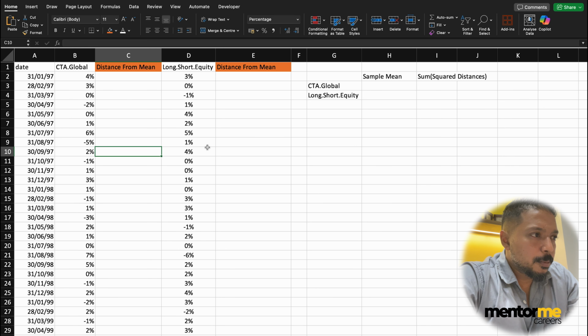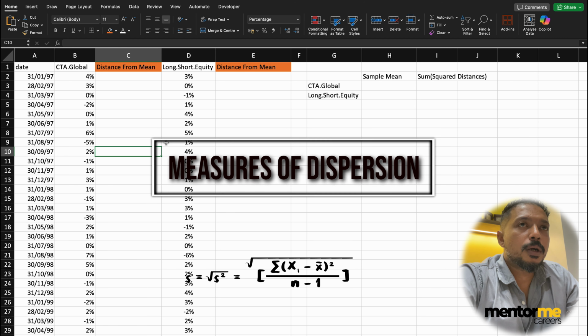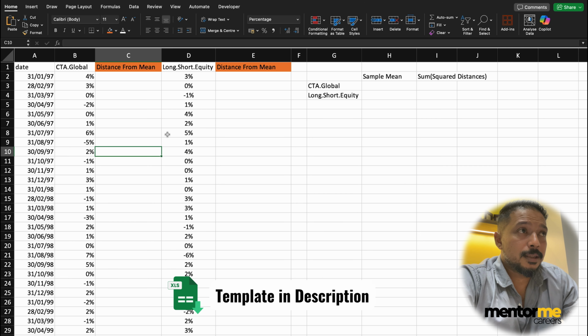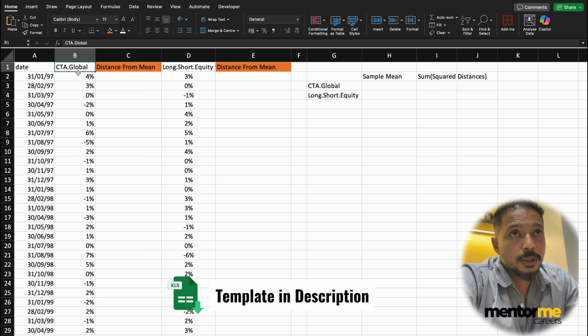Okay, so in the CFA syllabus, we come across a concept of dispersion. What we need to understand about dispersion is what exactly it means, what exactly we are trying to calculate, and what the weaknesses and strengths of this calculation are, right?